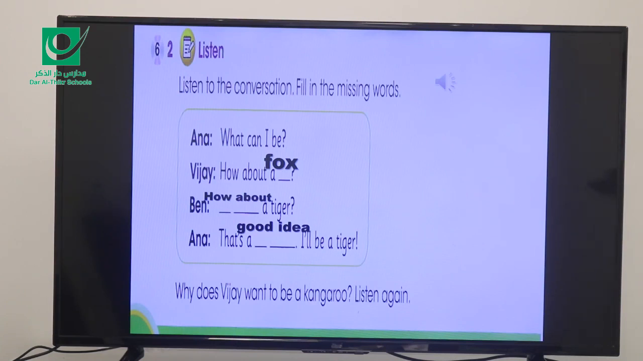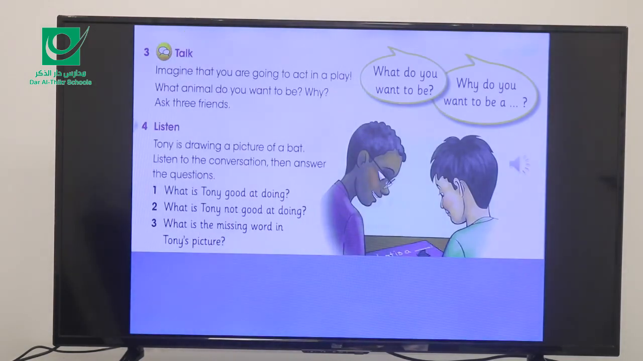Yes. So the correct answer is he wants to be a kangaroo because kangaroos can jump and kick.